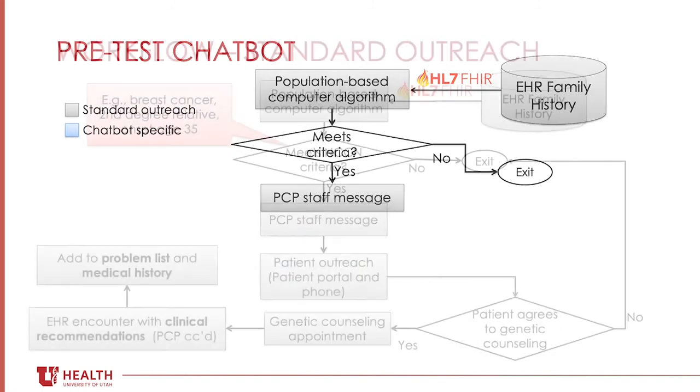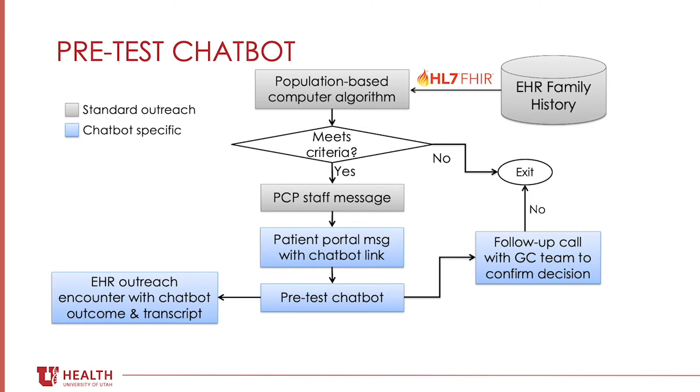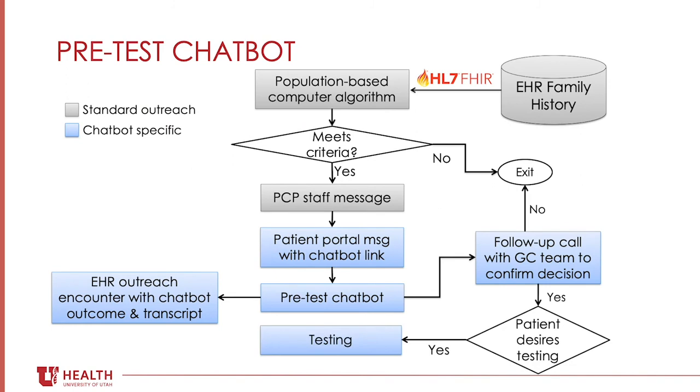So next step, I'm going to talk about the self-directed or patient-directed arm, where we have two stages. First, we have the pre-test chatbot. So that's done as the first outreach attempt to patients. We have the same initial workflow. So the boxes in gray are identical to the usual care. We identify the patients using the same mechanism. We also send a note to the PCP staff so they are aware this is happening.